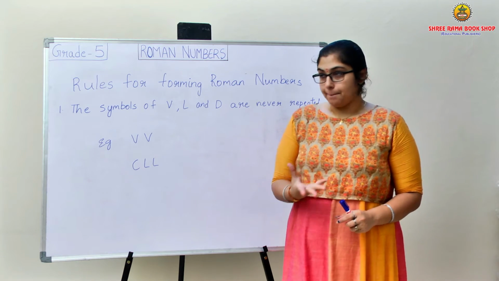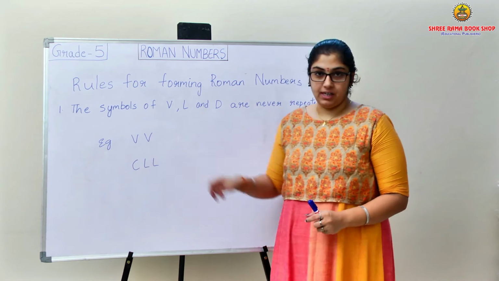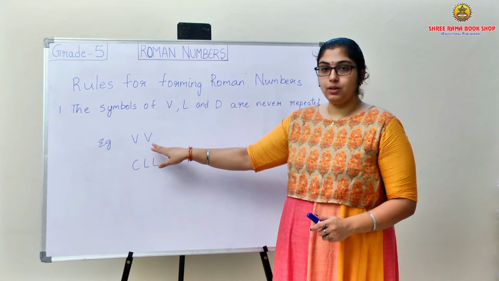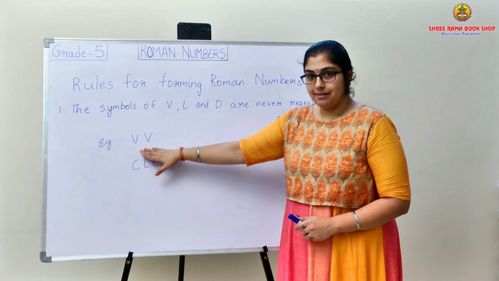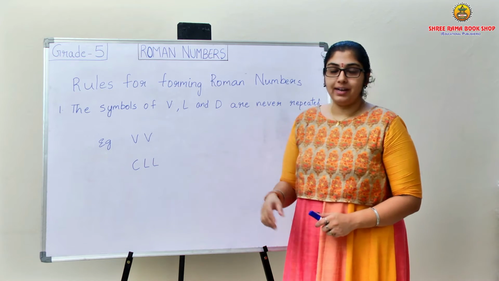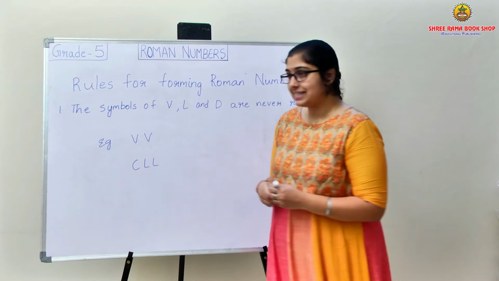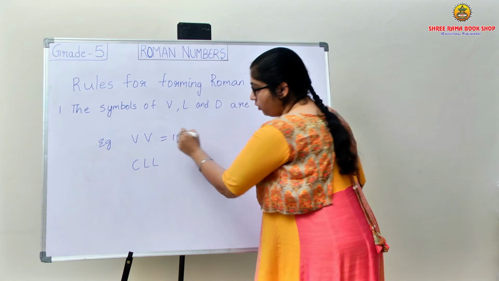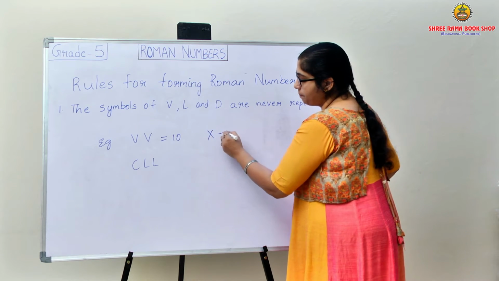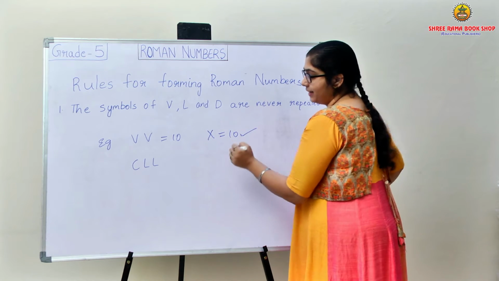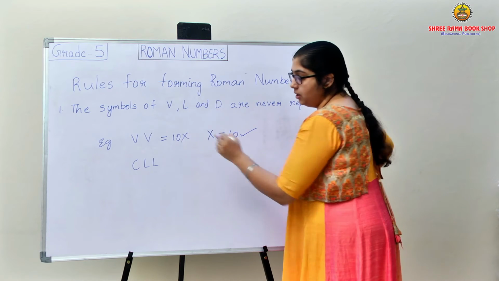For example, V, V. Here I have the symbol V 2 times. According to this rule, we cannot repeat the symbol, right? V and V is nothing but 5 plus 5, which is 10. So the value of V plus V is 10. But we already know that 10 is represented by X, right? So this is the correct symbol representation and this is wrong.